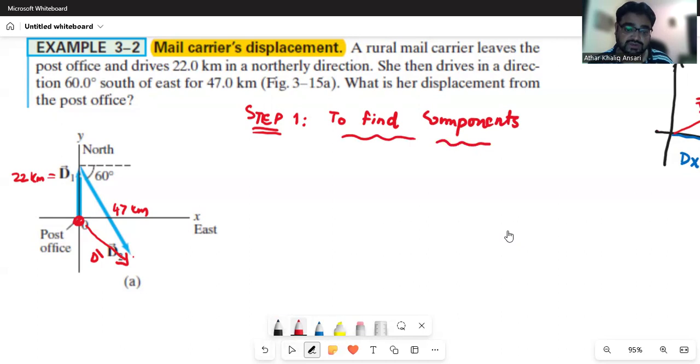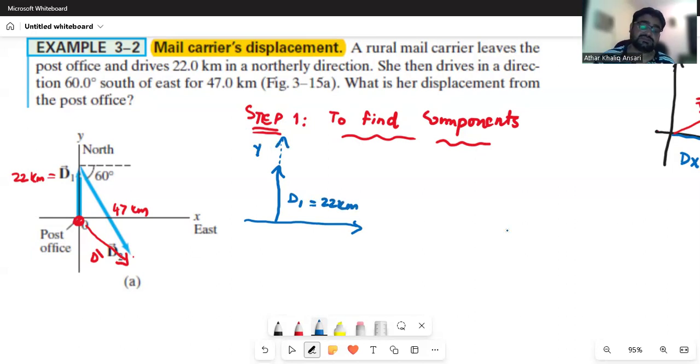If you look at these two vectors, I will just redraw it. D1 is in the north direction. So it is understood that when a vector is in the north direction, this is D1, this is the x-axis, and this is the y-axis. So this is D1, which is on the y-axis and is 22 kilometer. Now you can see this D1 is in the y direction. There is not any part in the x direction.